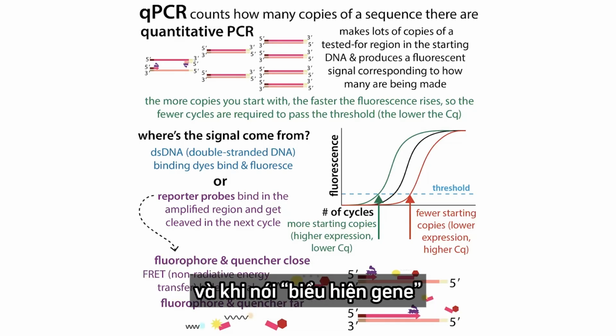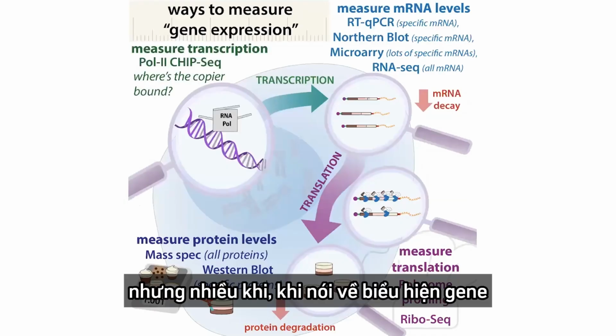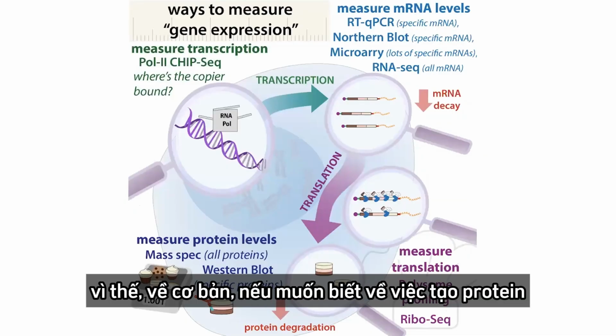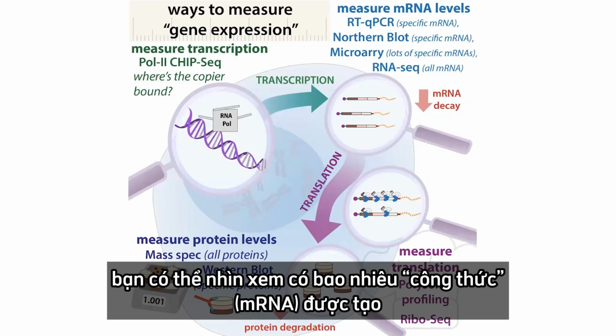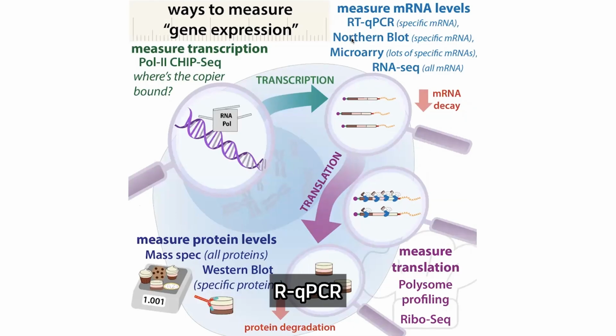And so this is a technique that's often used as one of the measures of gene expression. And when we say gene expression, we can be meaning different things. But a lot of times when we're talking about gene expression, we're talking about the making of proteins. And so if you want to know about the making of proteins, well, you can look at how many recipes are made. And this would be the idea with your RT-qPCR.